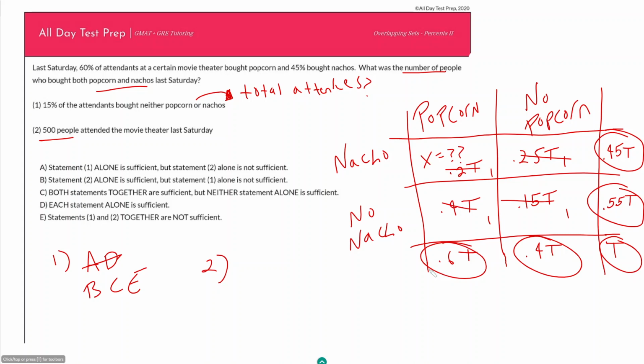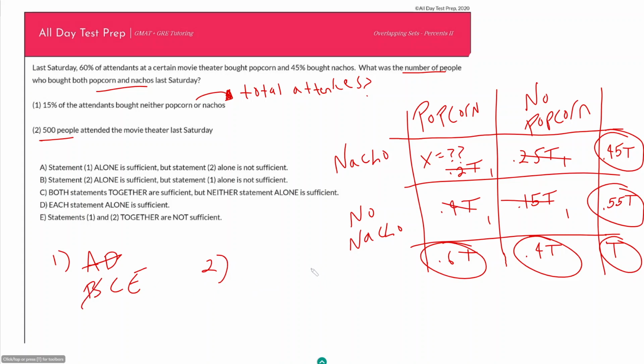And usually when all you can fill in is the gutters, you can't do much with it because you can't get anything else additional other than the subtotals. So knowing just that is not going to help us get to here. Remember, we don't know that this is equal to 0.2T anymore. That was from the first statement. And so the second statement is also going to be insufficient.